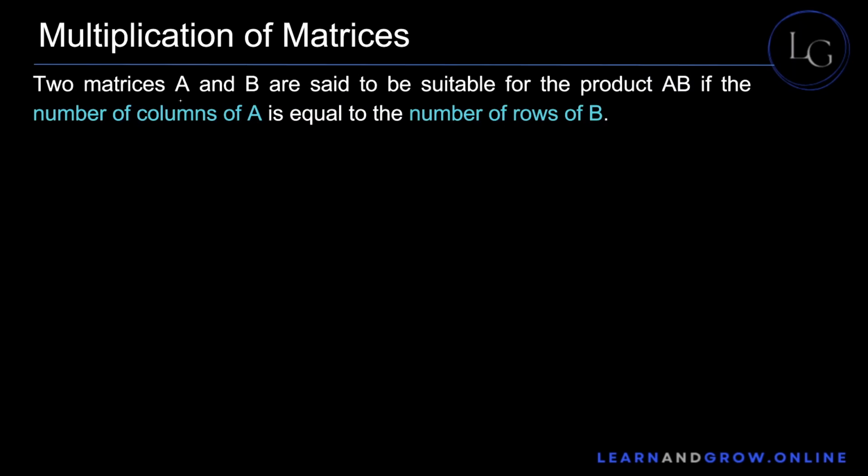So if we have two matrices A and B, they are suitable for multiplication, as in A multiplied by B, if the number of columns of A is equal to the number of rows of B. So A multiplied by B is only possible when the number of columns of A is equal to the number of rows of B.